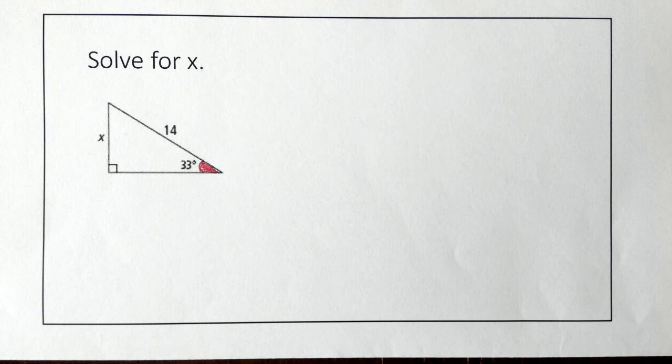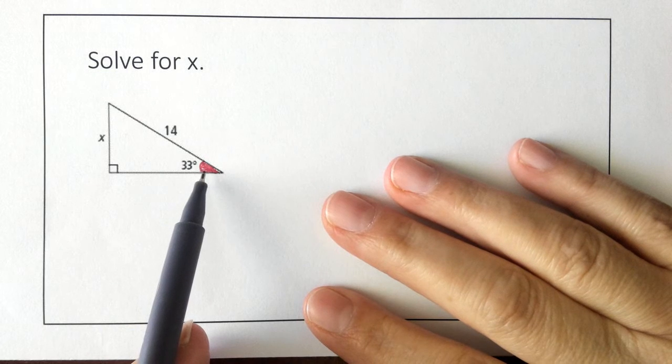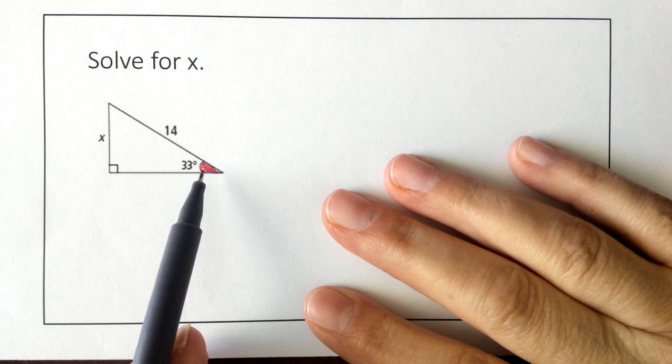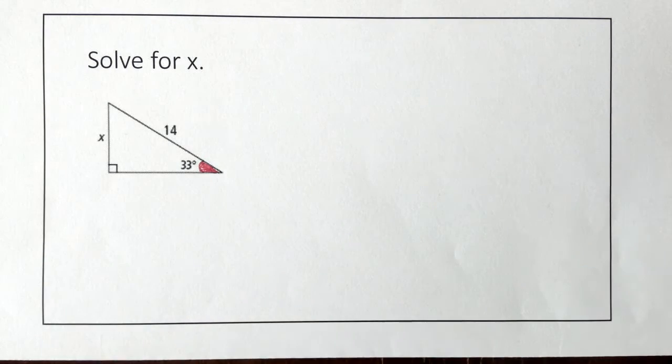It's also not a special case. It's not a 30, 60, 90 triangle. It's not a 45, 45, 90 triangle. So if you can't use Pythagorean theorem, and it's not a special case, then it has to be a trig question. That's our only other possibility.